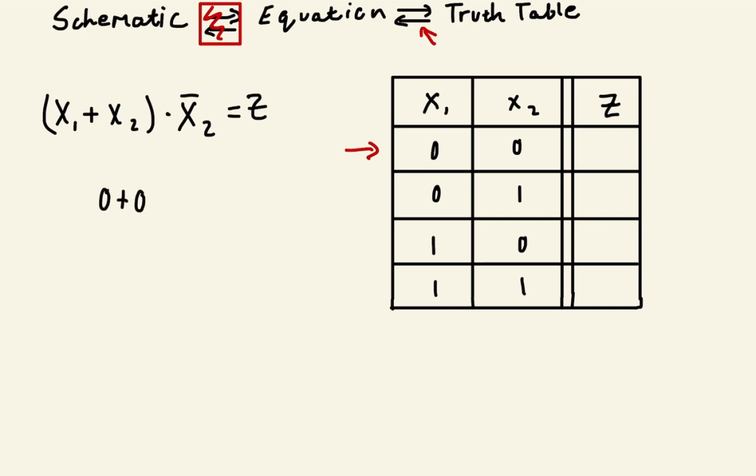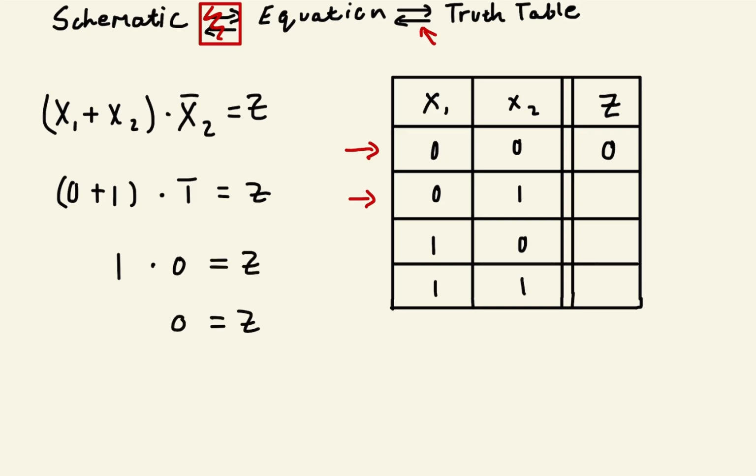So we get 0 plus 0, and we're going to want to multiply that by 0 complement, and that's what z is. So 0 plus 0 is 0, and 0 complement is 1, and 0 times 1 gets us 0, so our output z is 0. Now let's focus on the second line. So for x1 we have 0, and for x2 we have 1. So we'll do 0 plus 1 in brackets, and we'll multiply that by 1 complement, and that equals z. So 0 plus 1 is 1, and 1 complement is 0. So our output ends up being 0. So write that down.